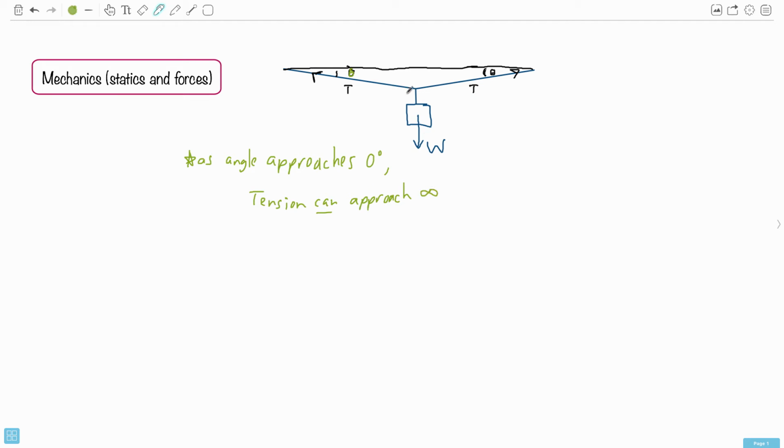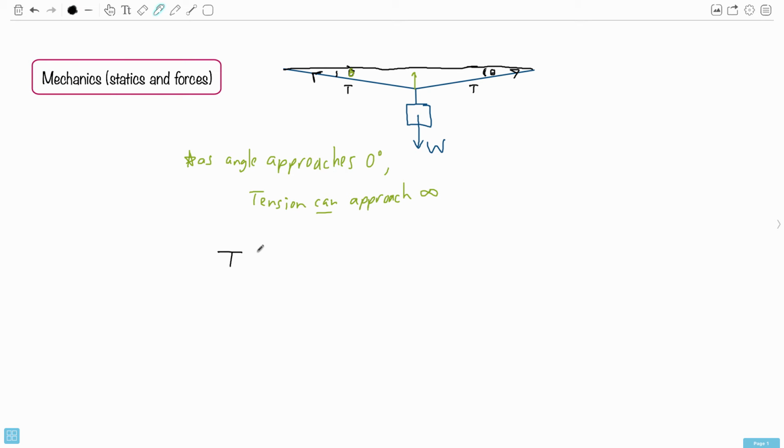That's because this weight has to be taken. If you think about it, you've got this component going straight down, that has to equal the component straight up, right? But as this theta gets smaller and smaller, the tension can be really, really large. So the key thing here is just knowing this fact.